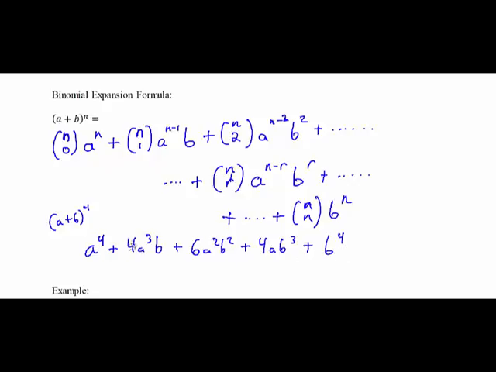So the coefficients, these 4, 6, 4, come from the combination formula here of 4 over 0, 4 over 1, 4 over 2, 4 choose 3, and 4 choose 4.